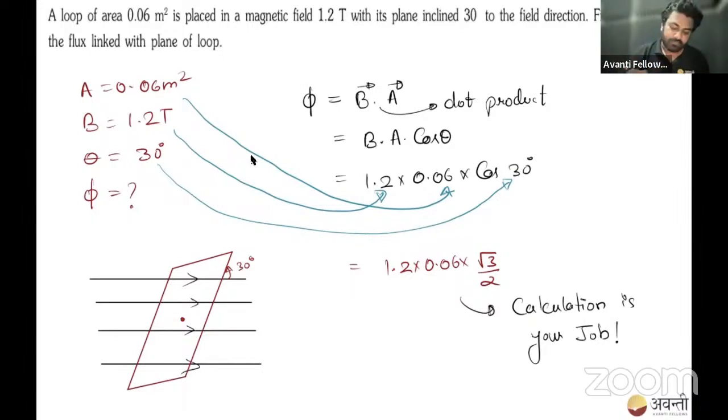plane, right? So here the magnetic field, if I see the side diagram, will be like this. This is the plane. It is inclined at an angle of 30 degrees with the magnetic field line. So this is B vector and this is the plane. It is inclined with 30 degrees.